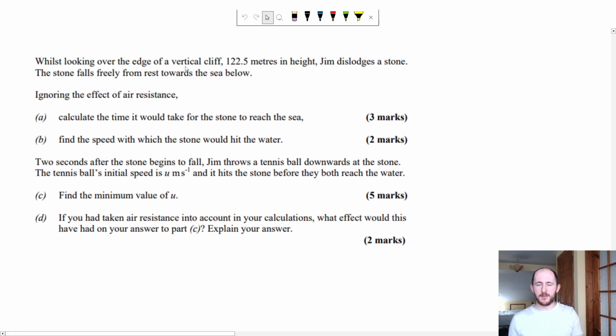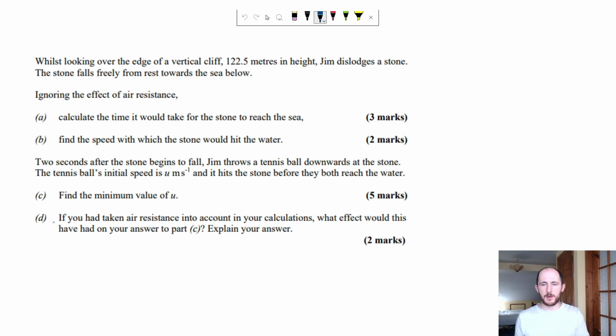So, whilst looking over the edge of a vertical cliff, 122.5 meters in height, Jim dislodges a stone. The stone falls freely from rest towards the sea below. And again, you can see from the wording, it's very weird, like dislodges a stone. It's very strange. What they're basically saying is a stone drops from the cliff. I know with some of these the words they use can be very, very tricky, especially if English isn't your first language. But even if it is, I've seen teachers or people get confused by the wording they use. So the only way to really get good at that is to practice a hell of a lot.